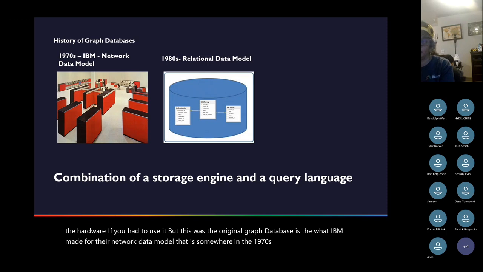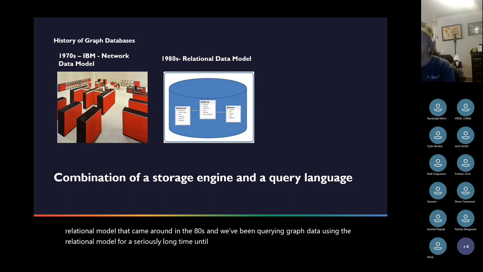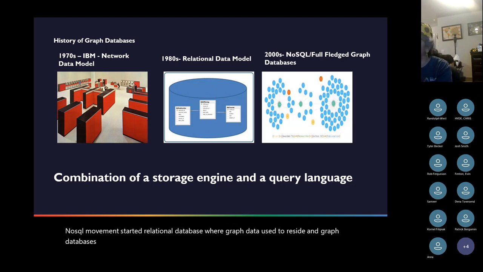And then we have the relational model that came around in the 80s, and we've been querying graph data using the relational model for a seriously long time, until NoSQL and everything around it started. We've been doing it the relational way, and I'll go into all the different algorithms that we use in the relational world for this. But essentially, from the 1980s up until the NoSQL movement started, relational databases were where graph data used to reside. And graph databases started not very new, not very old, somewhere in the 2000s.